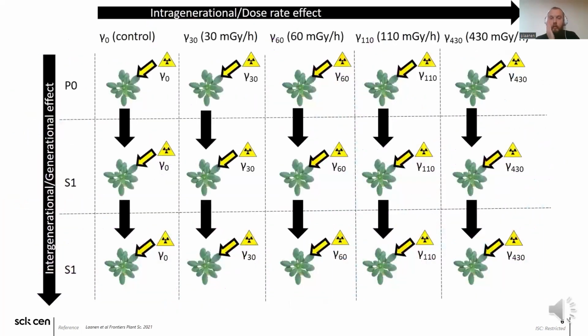So what we did is to study the effects of ionizing radiation on DNA methylation. We exposed 3 different generations: the parent generation, generation 1, and generation 2, to 5 different dose rates, being the control, which is natural background radiation, 30 milligray an hour, 60 milligray an hour, 110 or 430 milligray an hour.